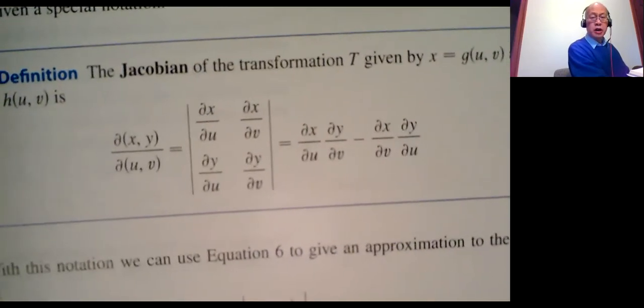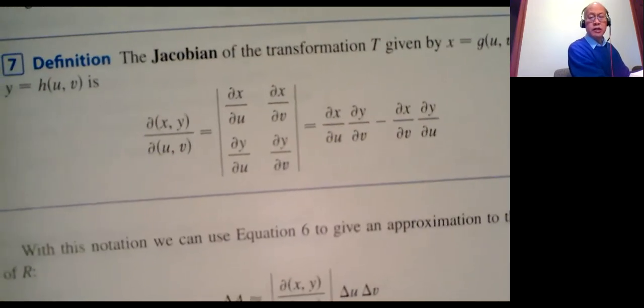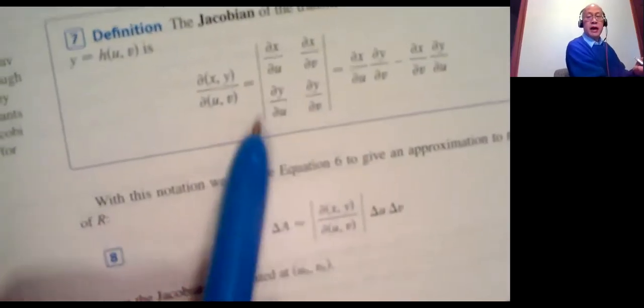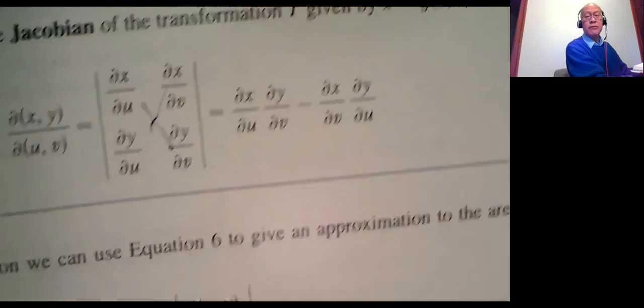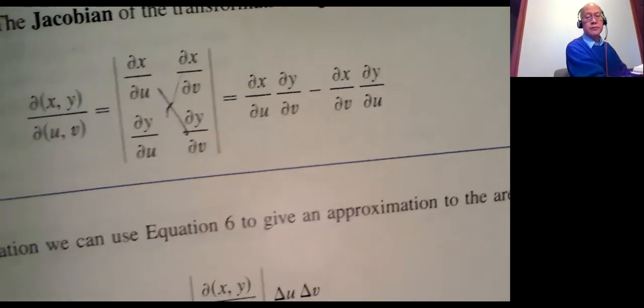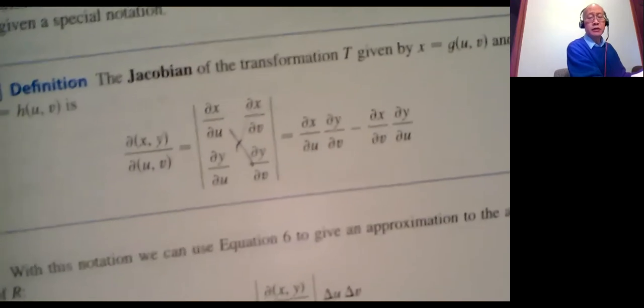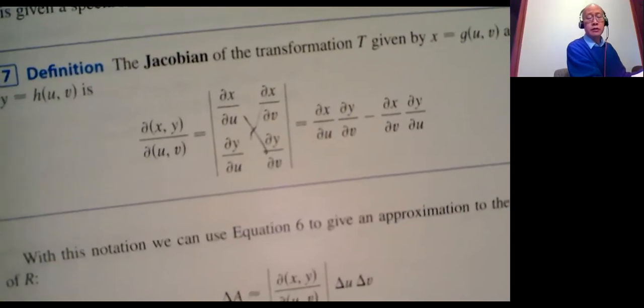So see, it's the partial of x with respect to u times the partial of y with respect to v. That's going across this way. That times that minus that times that, the way we normally do 2 by 2 determinants, right? So the other one was partial of x with respect to v times the partial of y with respect to u. That's a Jacobian. That's the extra multiplication factor that you need when you change from one to the other.